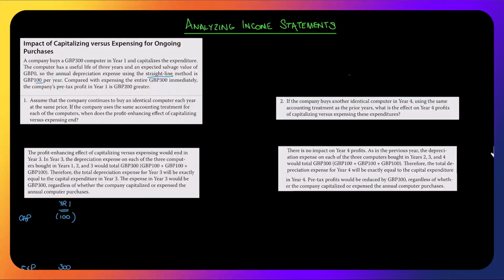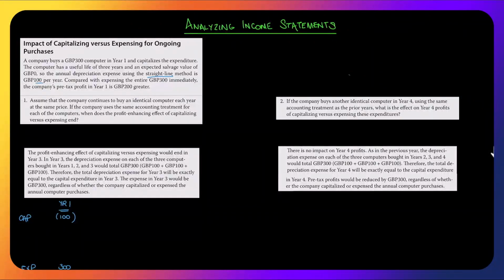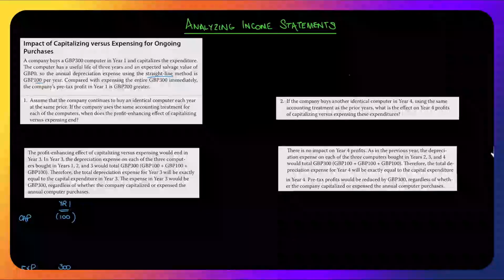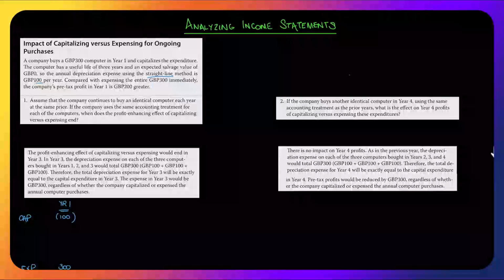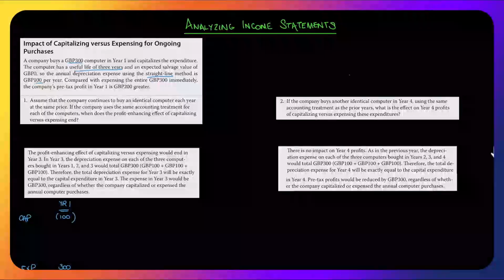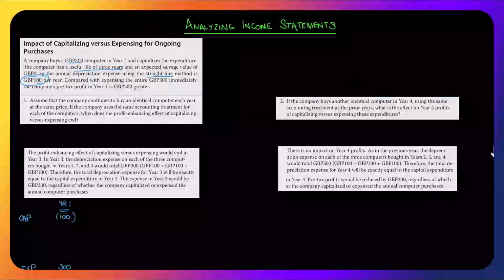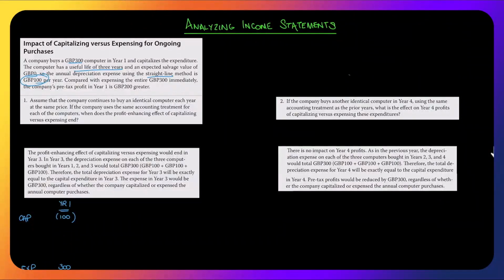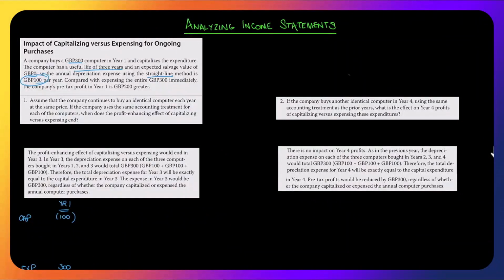That makes sense. Number 1, assume the company continues to buy an identical computer each year at the same price, $300. If the company uses the same accounting treatment for each of the computers, same accounting treatment means $300 cost, useful life of 3 years, salvage value 0, depreciation 100. When does the profit enhancing effect of capitalizing versus expensing end? Well, let's roll this forward and see what happens in year 2.